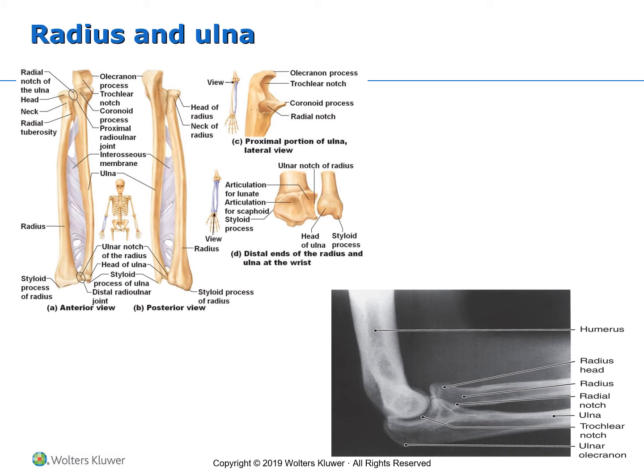What's interesting to know about those bones is that the way they interconnect with the humerus and with each other at those two points allows for what is called pronation and supination, the rotation movement that we can do at the level of our forearm. And pronation is placing your palm down, while supination is placing your palm up.